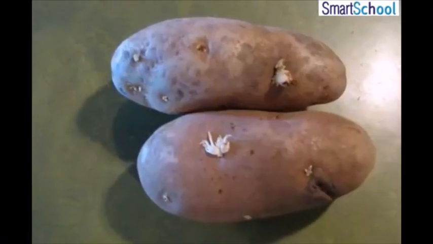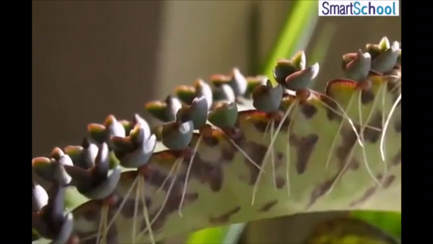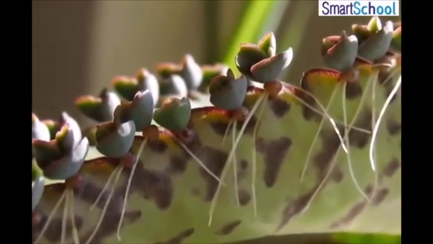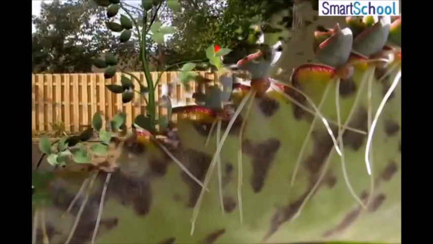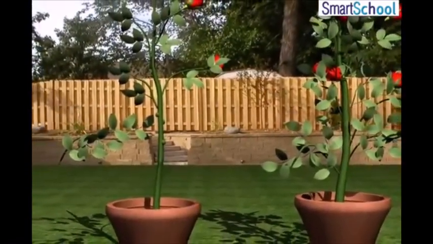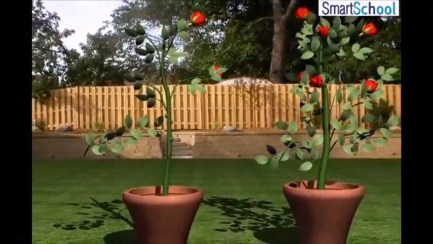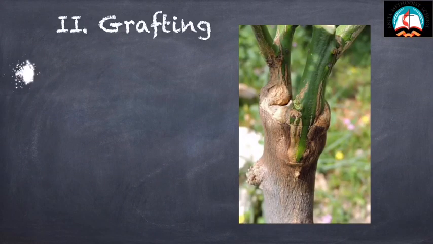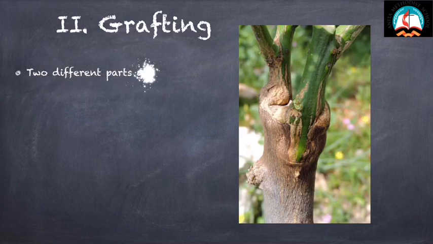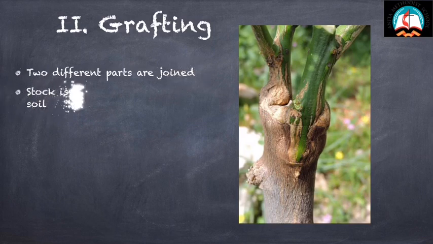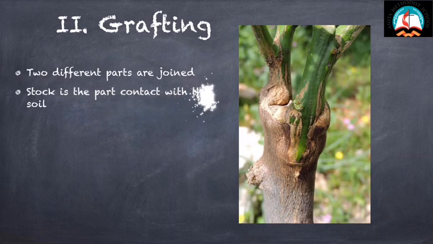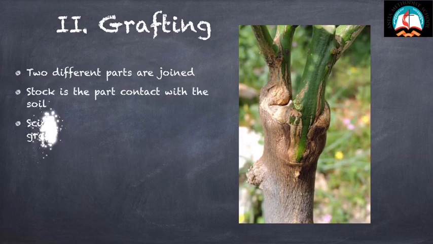Buds of potato and leaves of Bryophyllum are also used as cutting. The new plant formed by cutting is exactly similar to the parent plant. Hope you understood about the cutting. Let us learn about grafting, the second type. Here the two different parts are joined. The stock is the part in contact with the soil, that is the lower part. The upper part is called scion. The scion is the part used for grafting.